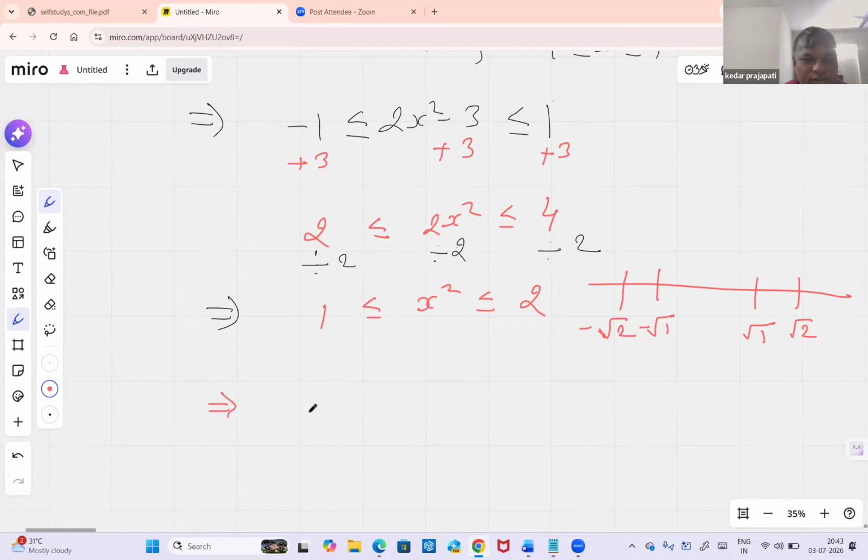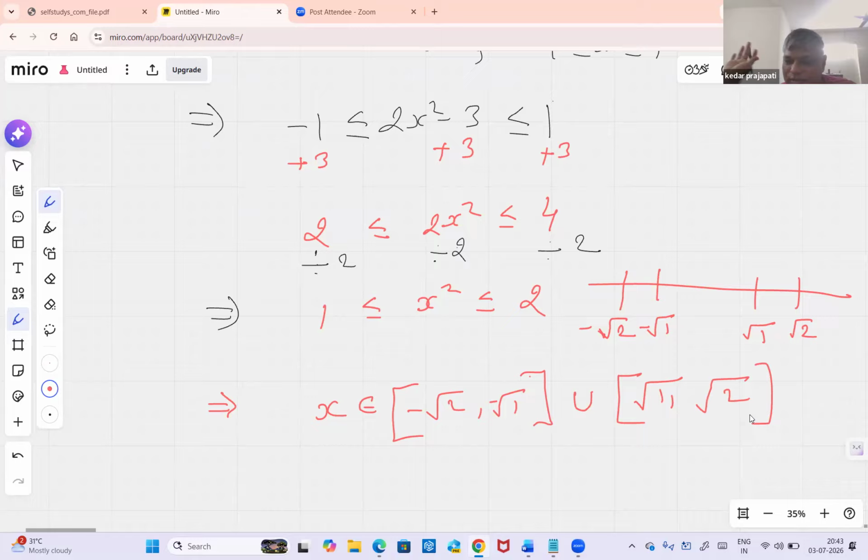If you have any doubt, you can stop me. Okay. So now x belongs to minus root 2 to minus 1, union, root 1 to root 2. Clear? Yes, sir. You know the steps. You know how to find, and you also know what to do now. So this is foundational. Once your foundations are good, you will step up very soon.